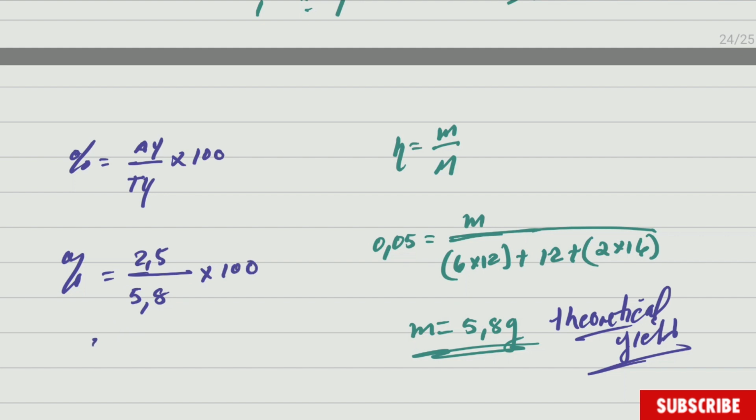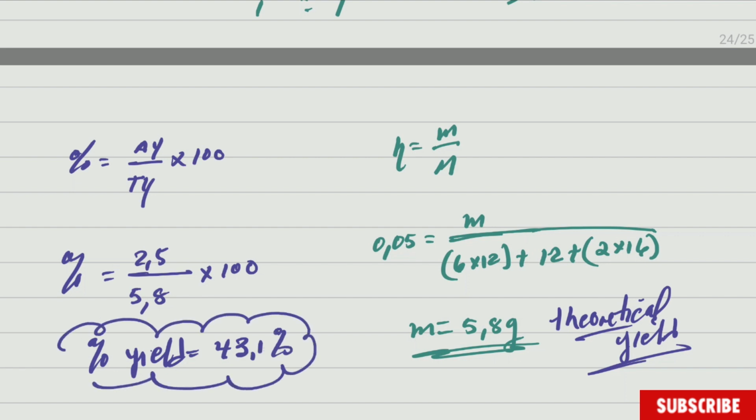And this will tell you that the percentage yield is equal to 43.1%. Guys, it's a low yield, but that is the question. It is a very good question to practice because we don't do stoichiometry that much. Let's continue with the question.